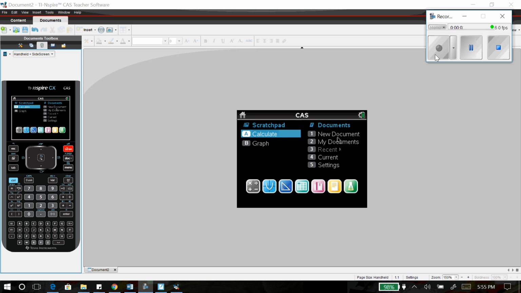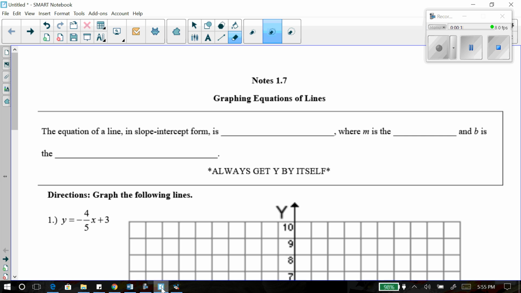Hi guys! All right, we're going to do our last set of notes for the unit. How crazy. Today we're going to talk about graphing lines and graphing inequalities. Now, if you remember, let's get to the notes here.